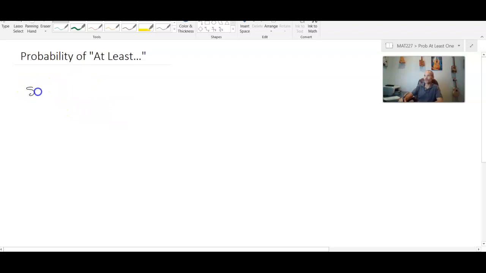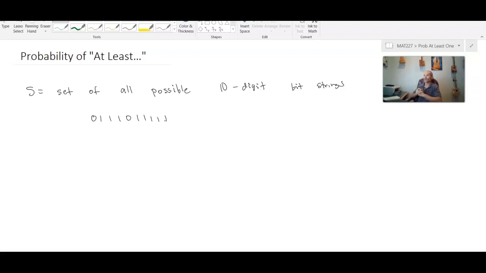Let's say our sample space is the set of all possible 10-digit bit strings. An example of this would be 0, 1, 1, 1, 0, 1, 1, 1, 1, 1. Okay, that's 10 digits and that's a bit string. So a bit is a number between 0 and 1.